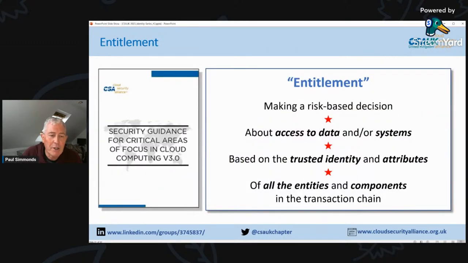And actually, if you go to the CSA guide, the Cloud Security Alliance guidance version 3, we wrote that into there as entitlement. Entitlement is making a risk-based decision about access, in this case to data or systems, based on the trusted identity and attributes of all the entities and the components in the transaction chain. Pretty straightforward.